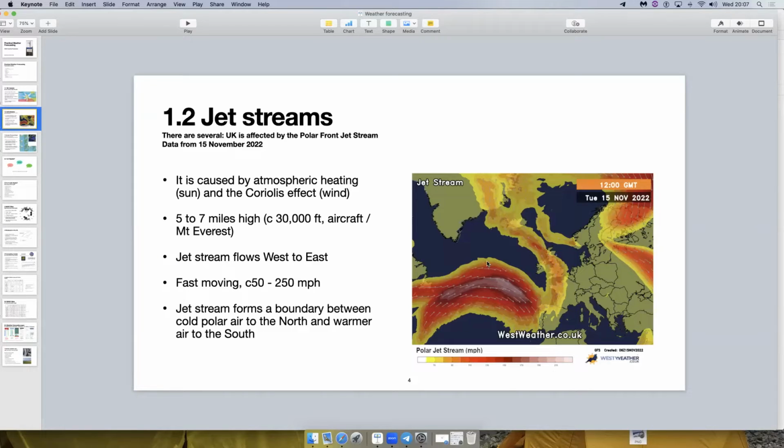And what we get is a boundary between cold air to the north and warmer air to the south. Now, this particular chart was taken, excuse me, on the 15th of November. That's when I started putting this presentation together. What you sometimes get is the jet stream actually moving south of the UK. And what it will do then is block the weather above it. There was a period in the summer where we had some bad weather because the jet stream was basically stopping that cold weather from moving away from above the UK.